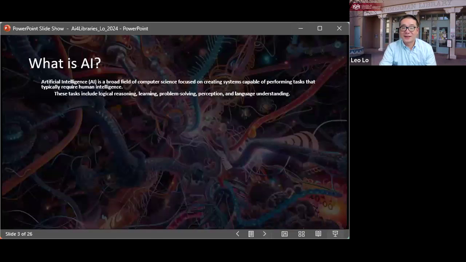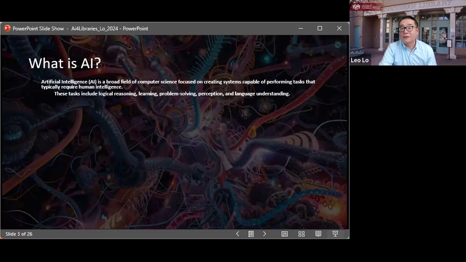So let's just start by asking, what is AI? I think there are a lot of definitions out there. I don't think there is one agreed upon definition, even among computer scientists. But to me, this one looks pretty good. AI is a broad field of computer science focused on creating systems capable of performing tasks that typically require human intelligence. So these include logical reasoning, learning, problem solving, perception, language understanding.